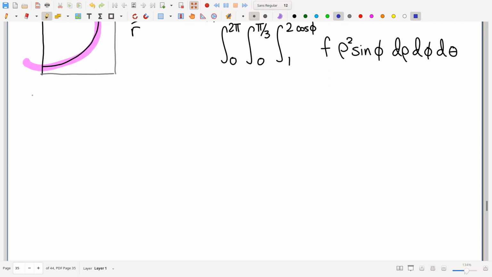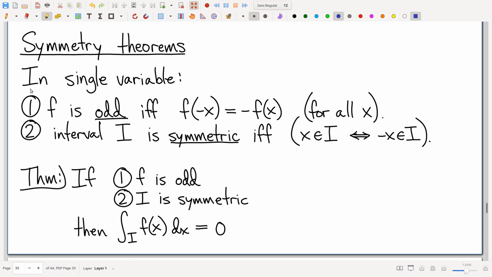Okay, so that's spherical coordinates. Okay, so we're going to move along to the next thing. This is, I think, one of the most underappreciated integration techniques that I'm aware of. I'm not saying it's the best. I'm saying it's the most underappreciated. Right? This is an awesome trick.